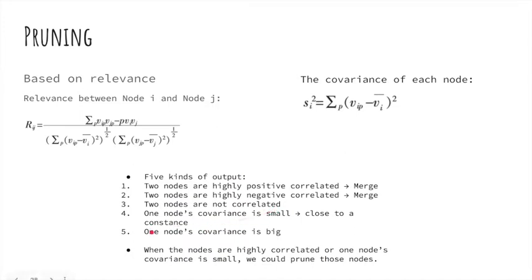The fourth one, one node's covariance is small. It means that whatever input it takes, the output is almost a constant. It means that the node doesn't change much, and we could directly put in a constant to connect to the other nodes. The fifth one, the node's covariance is big. It means that this node is sensitive and it contains much information.